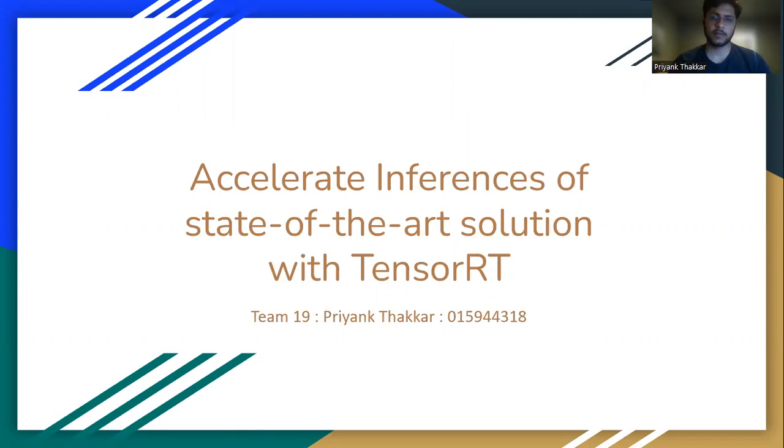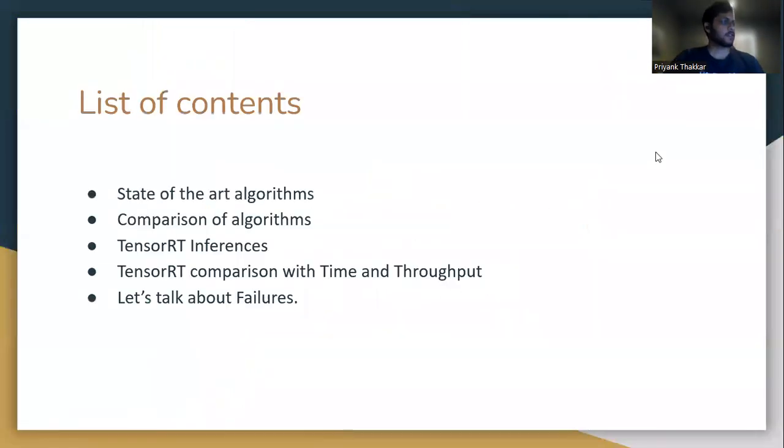My team is 19. I'm here to walk you through my final project of 255, which is accelerating inference of state-of-the-art solutions with TensorRT. Let's get started. We're going to discuss the state-of-the-art algorithms that I performed, a comparison of those algorithms, TensorRT inference on those algorithms, and a comparison between the TensorRT models in time and throughput. I'm also going to discuss the failures that I faced during this whole project.